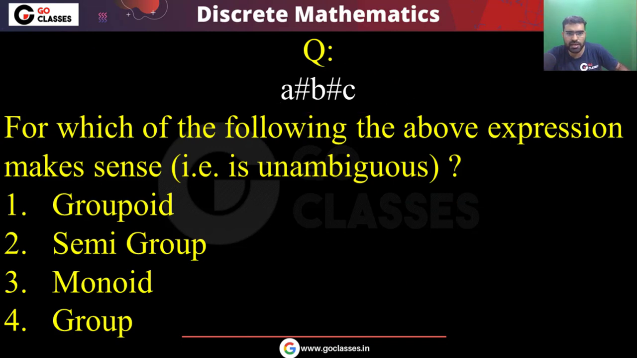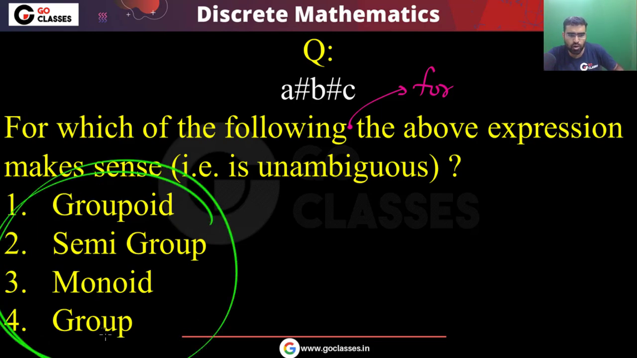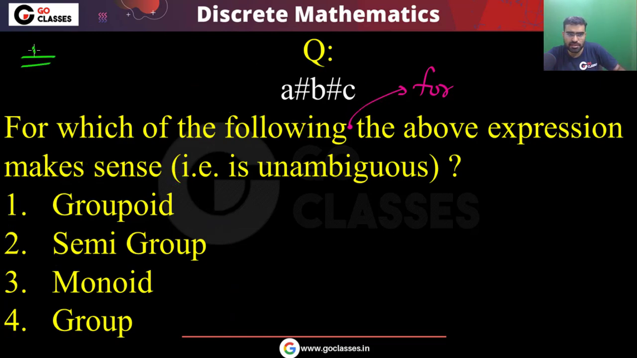A has B has C. This has is some binary operation. I don't know what this operation is; it can be any operation. Which of the following for the above expression makes sense? Or I can say, this expression is ambiguous for which type of structure? You have four types of structure: groupoid, semigroup, monoid, group. For which type of structure is this expression unambiguous? Remember, this has is a binary operation.